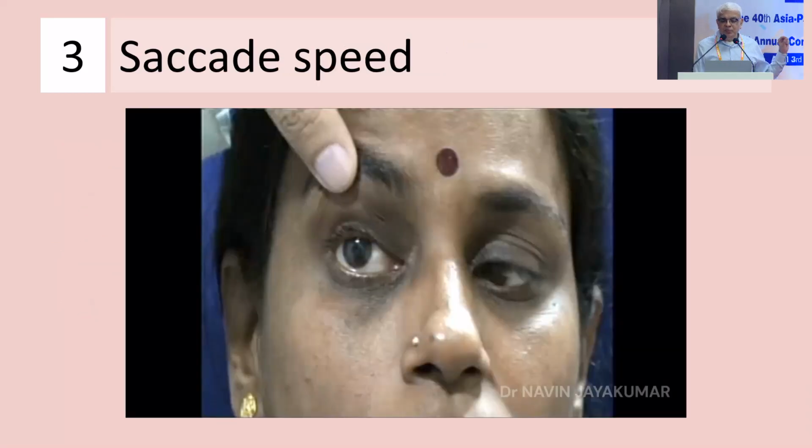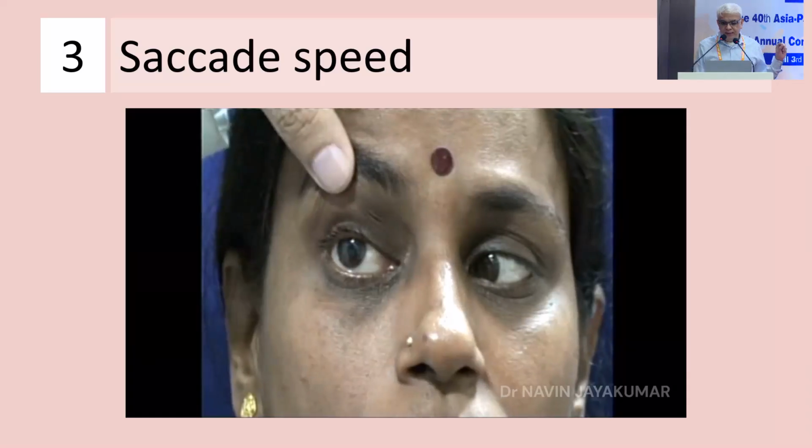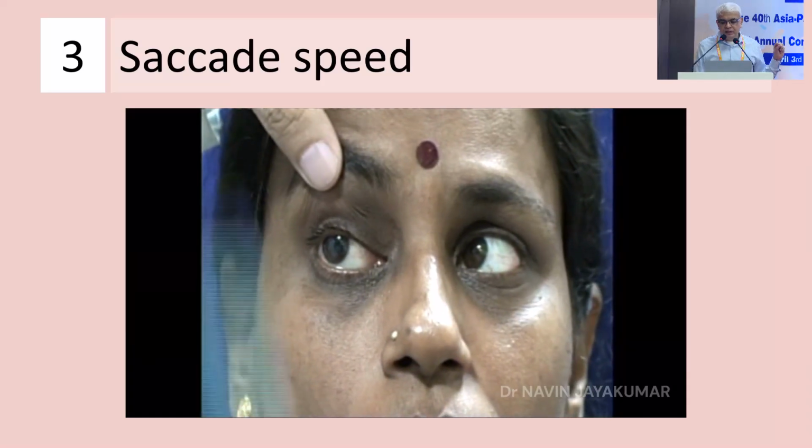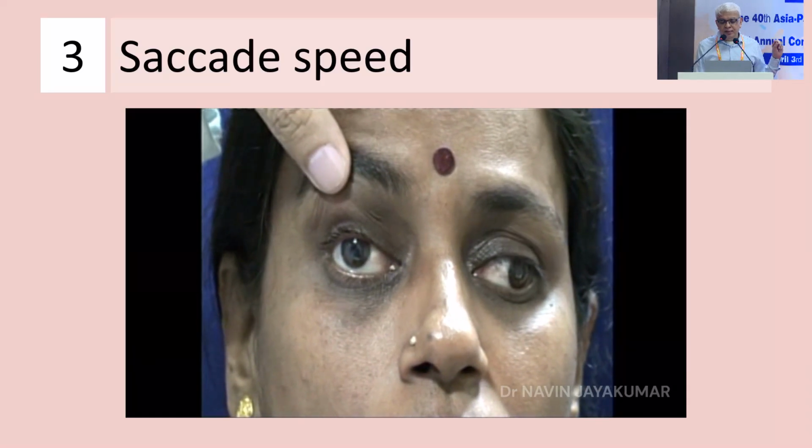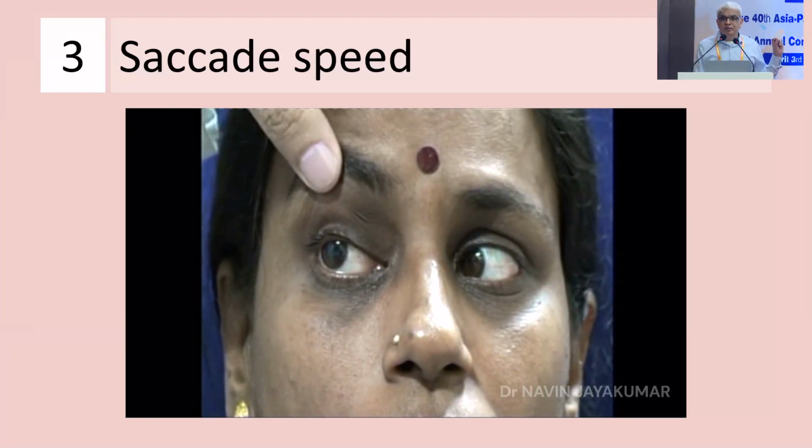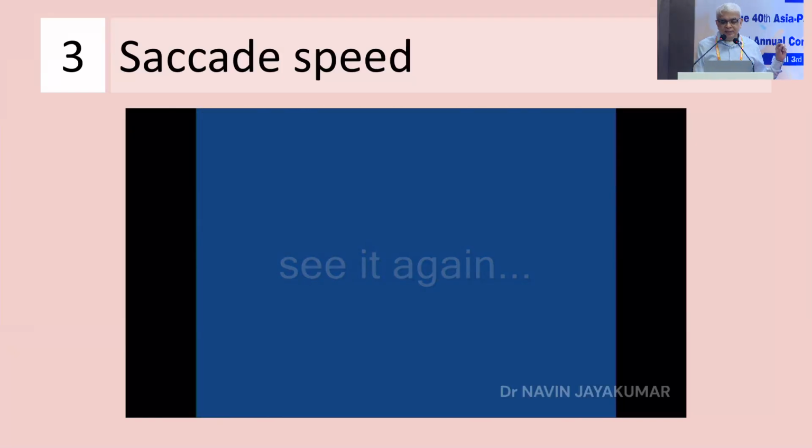This is a lady who had a right third nerve palsy with ptosis. Her fourth nerve was also affected. But here I want you to see the abduction in the right eye.